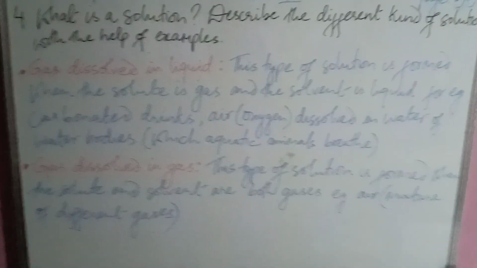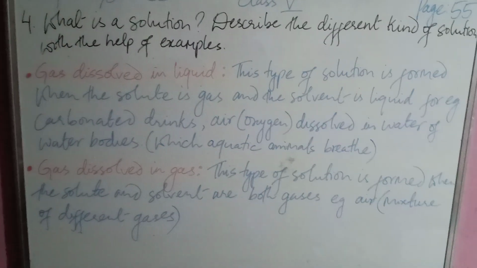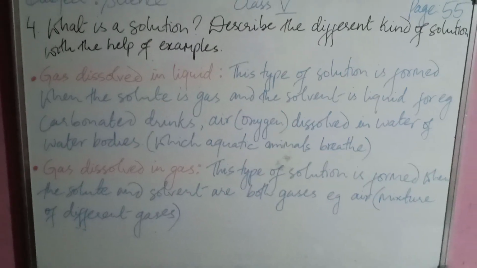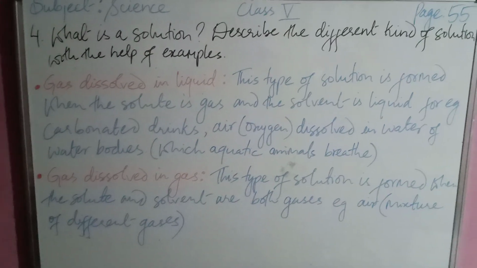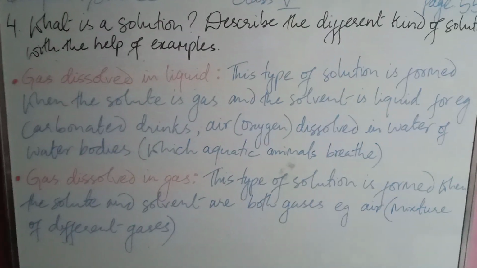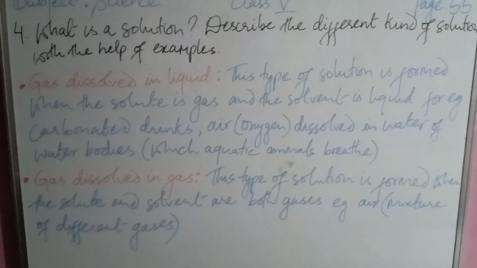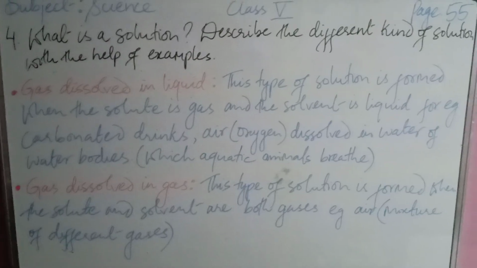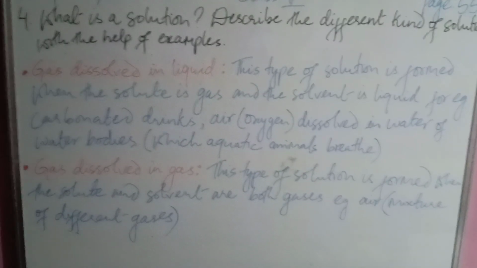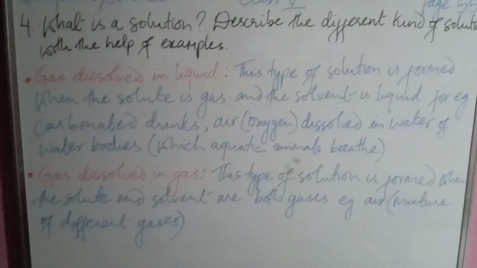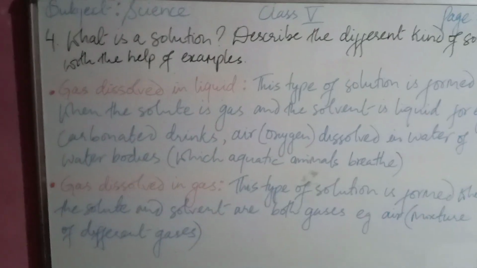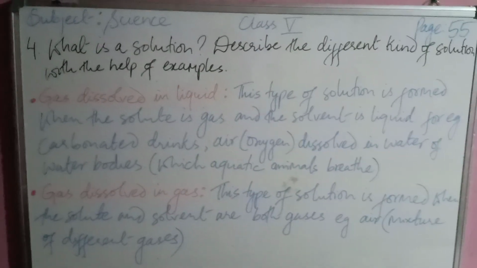Okay, so gas dissolved in gas. This type of solution is formed when solute and solvent both are gases. Example, air. So air is a mixture of different gases, so it satisfies the criteria. So moving on with the next question.